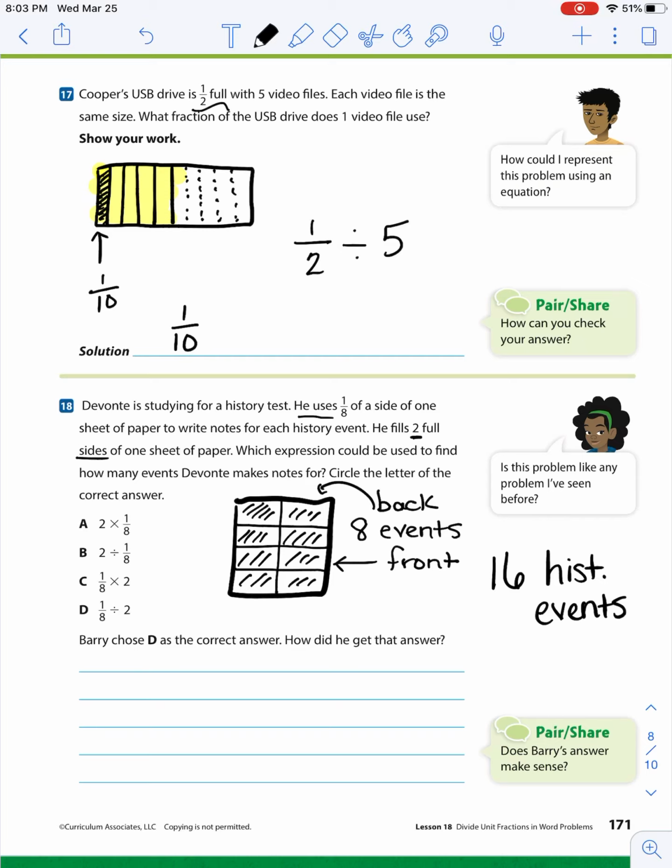So let's see what we have. Which one should that be? Should that be 2 groups of 1/8? Should it be 2 wholes cut up into 1/8? Should it be 1/8 of 2? Or should it be 1/8 cut up into 2 wholes? What are you thinking there? Go ahead and submit. Let's see if you chose the right one.